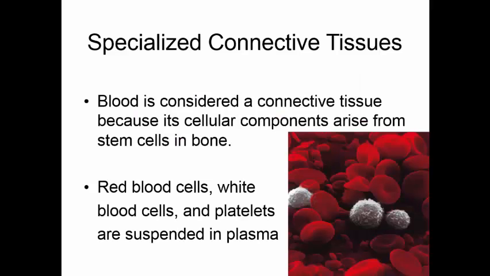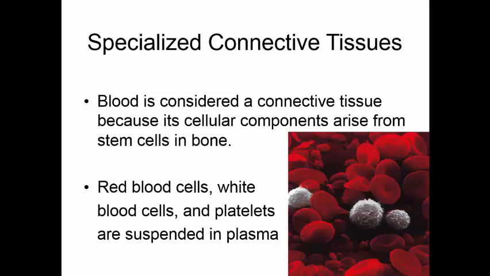Blood is also considered to be a connective tissue, and that's because it comes from stem cells within your bone, in your bone marrow. Since it comes from the same stem cells as your bone does, it's considered a specialized connective tissue. And if you think about it, by the definition of connective tissue, it follows the same guidelines.